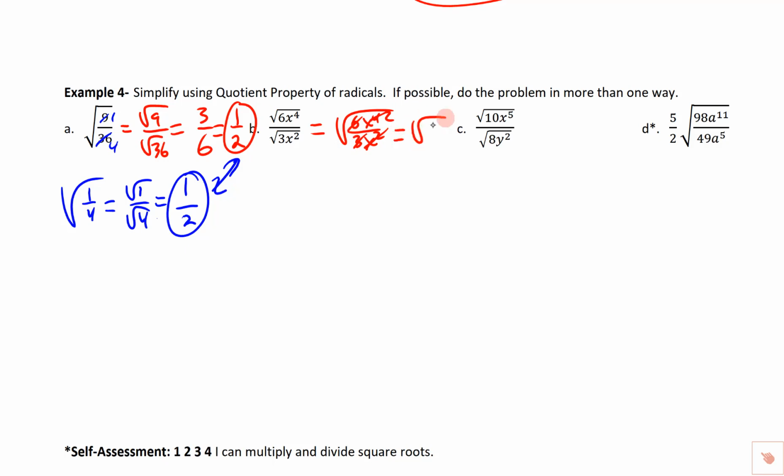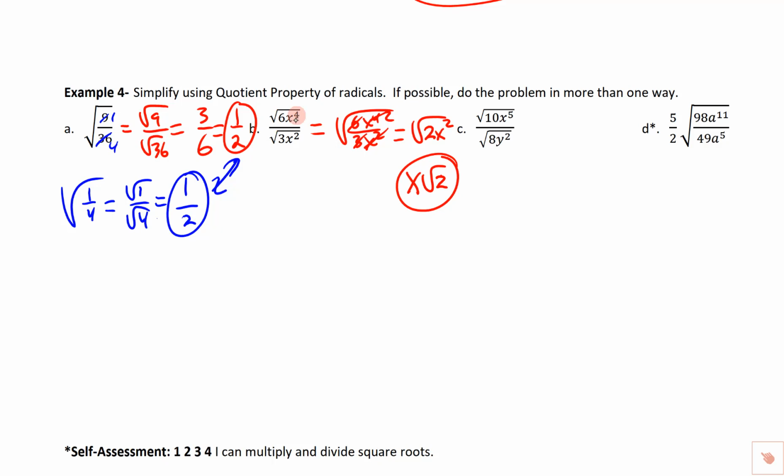So what I end up with here is a 2 and x squared. And I can take out the x because that's a pair of x's. So I'm going to write x radical 2. Okay, a little weird to have the number on the inside and the variable on the outside, so that's a little bit strange. Let's pull this up and let's do this differently.